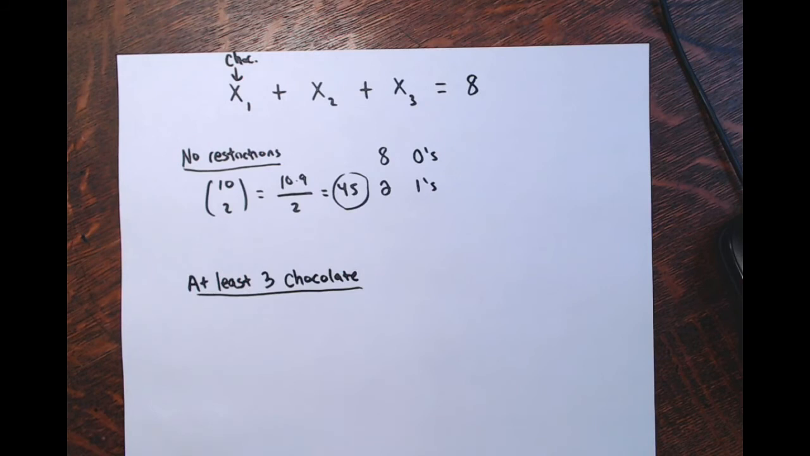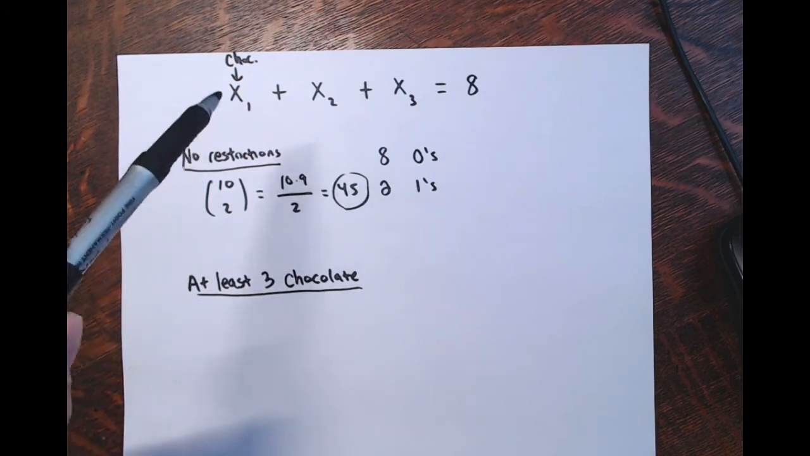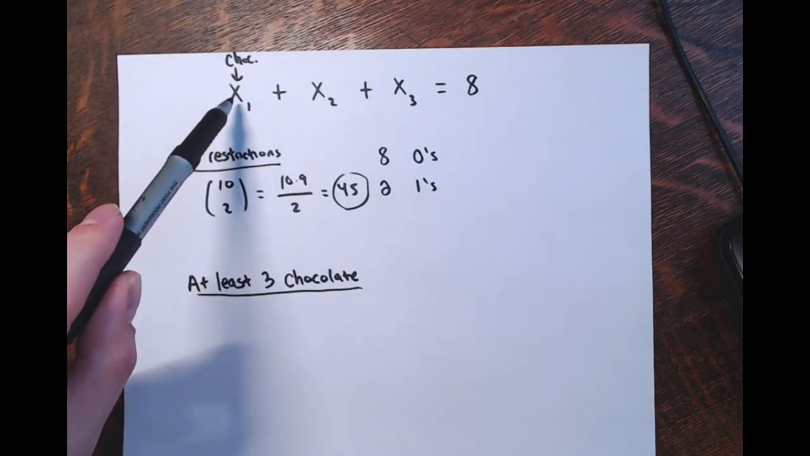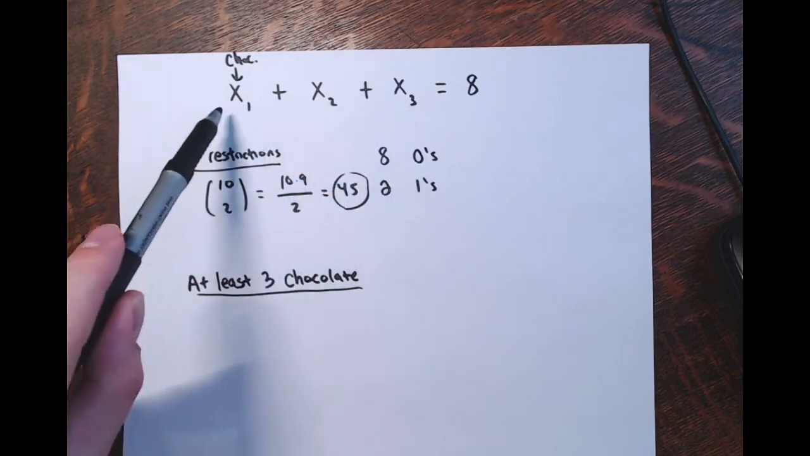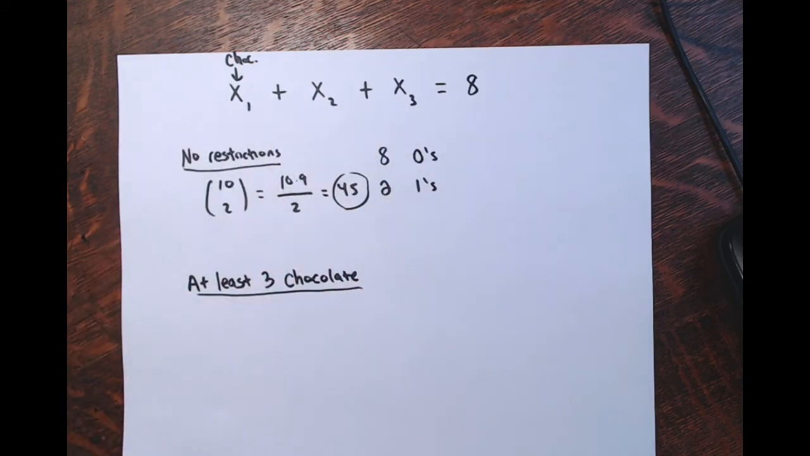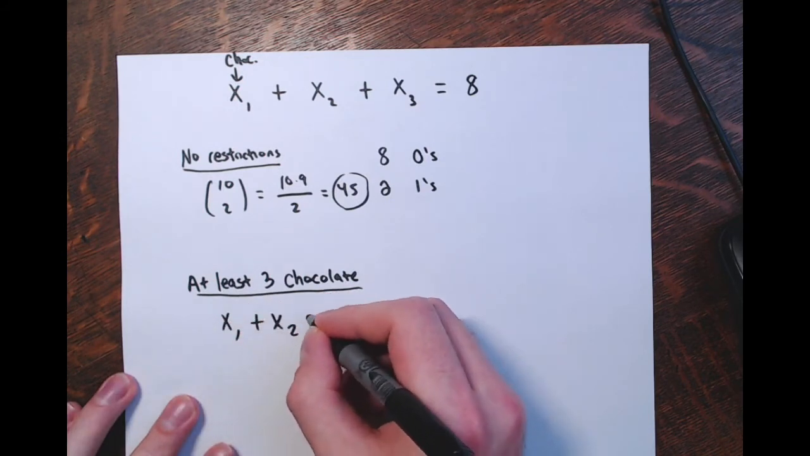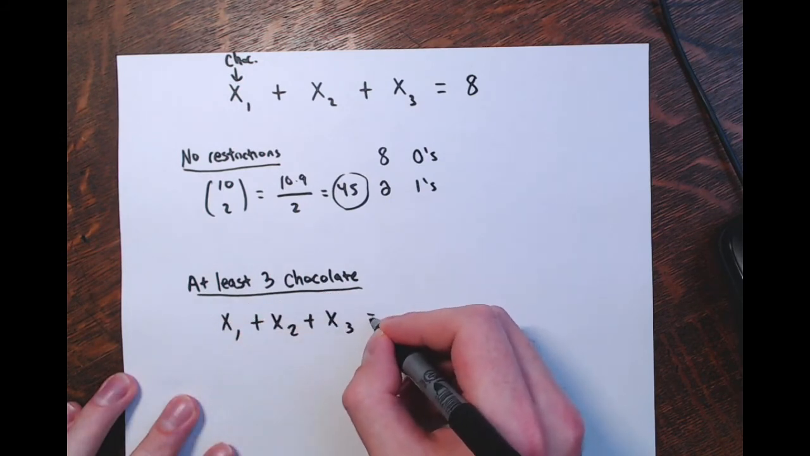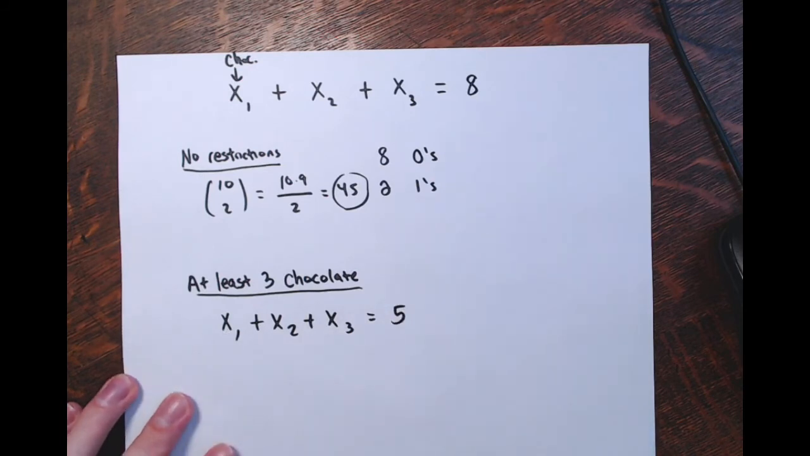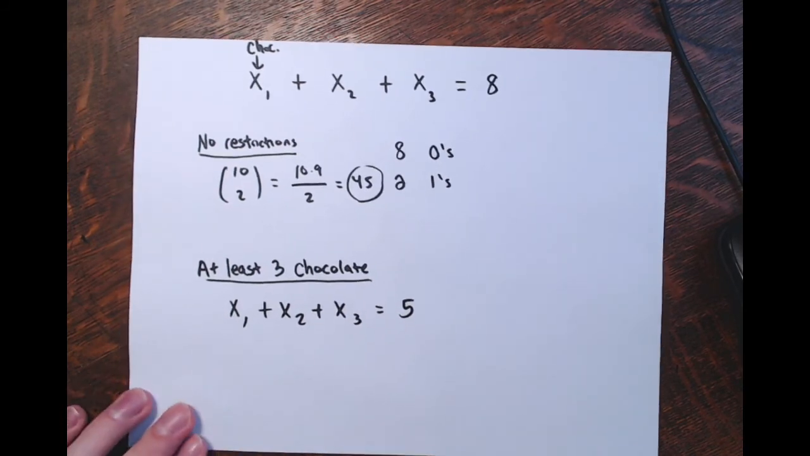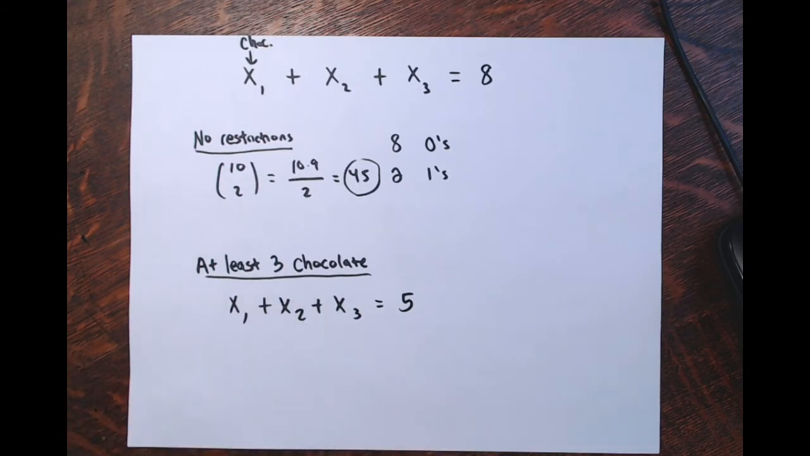So if I want to select 8 donuts but have at least 3 of them be chocolate, well, let's just take 3 chocolate to start with. Now if I take 3 chocolate, that means from all the varieties I have 5 more to select. So now I'm just looking at this equation. I've already taken 3 of the chocolate, but I can still take more chocolate, right? It's at least 3 chocolates, so that's why x1 is still in here.